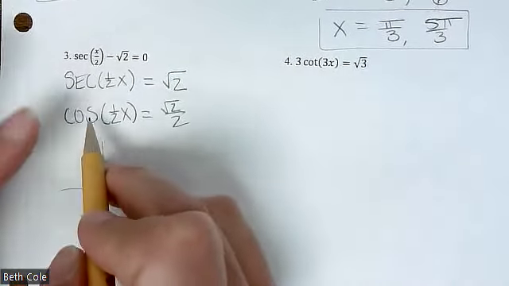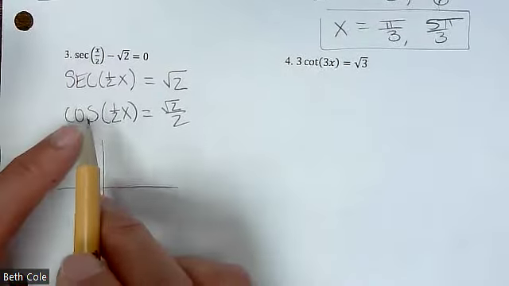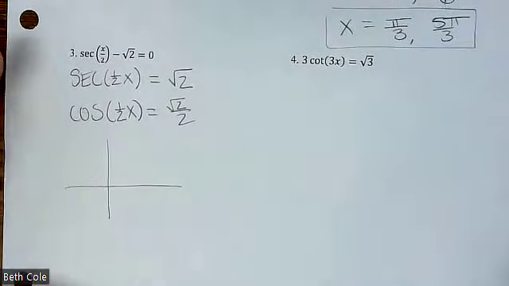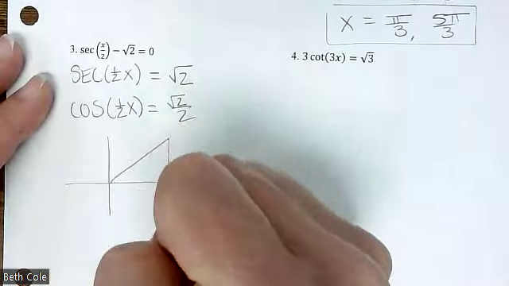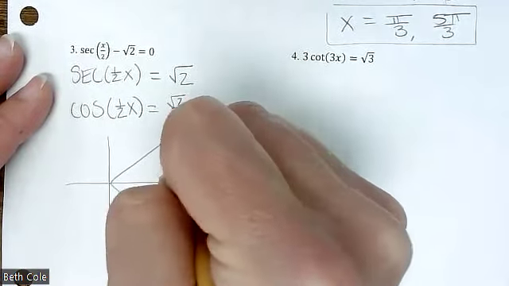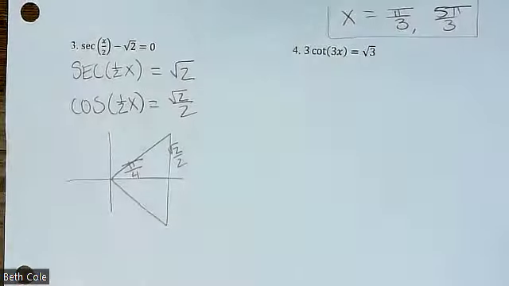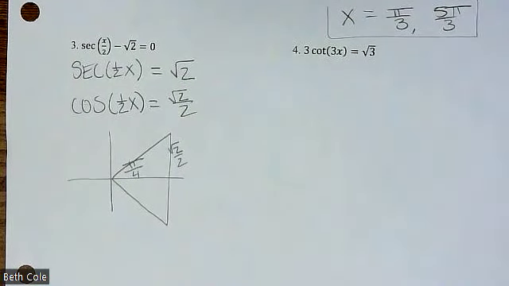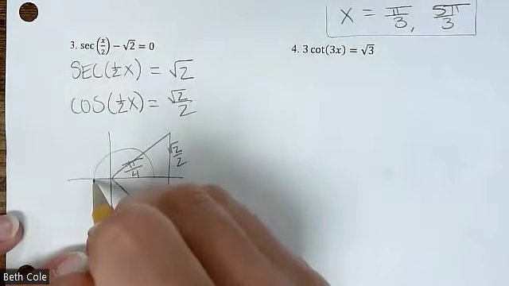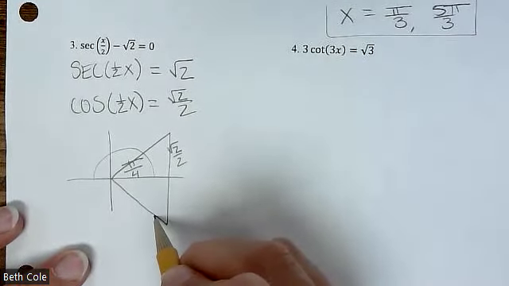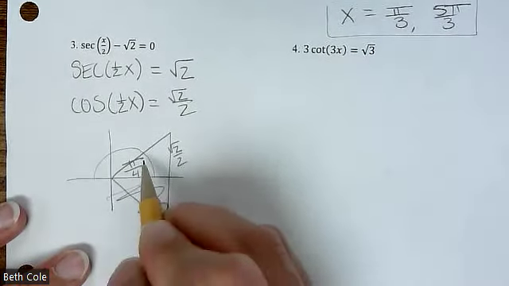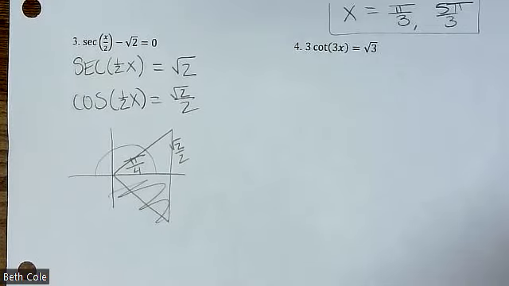Cosine is the x value, and this is positive. So what quadrants is your x value positive? 1 and 4. And so that's your square root of 2 over 2 triangle. Your angle is pi over 4. How far are we going to go around the circle? Halfway. So look, if you only go halfway around, do you make it to this answer? No. So you're only going to actually get one answer.